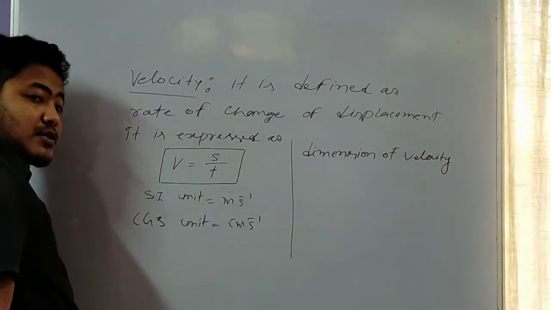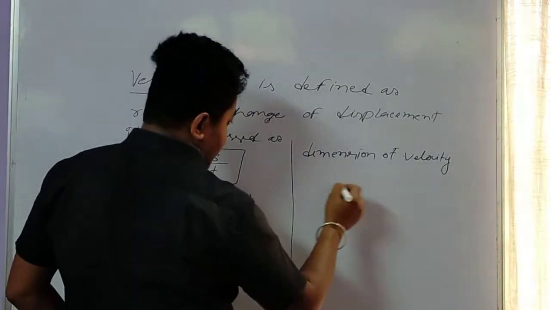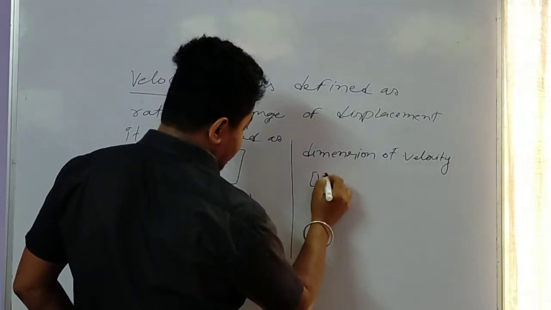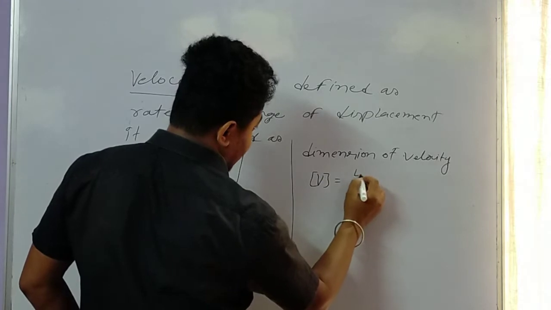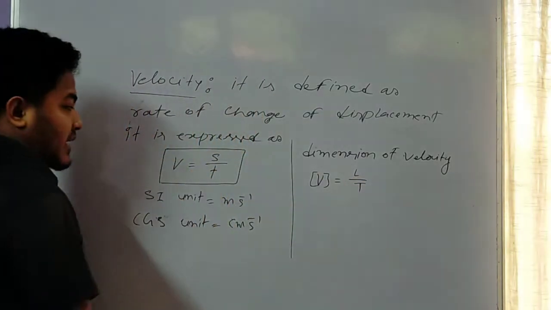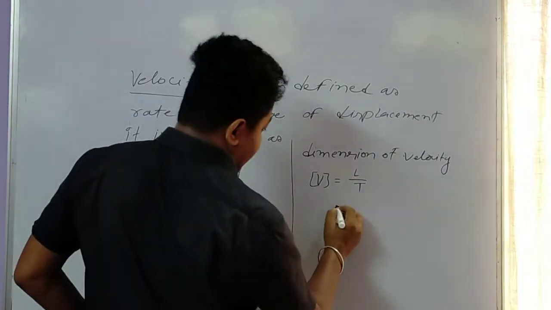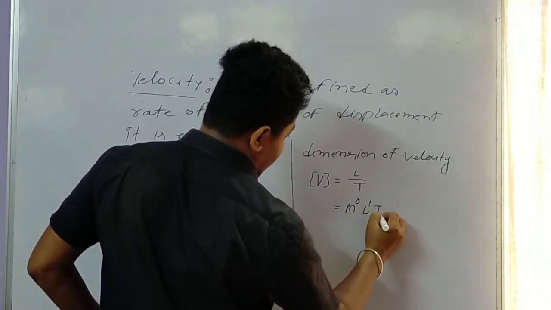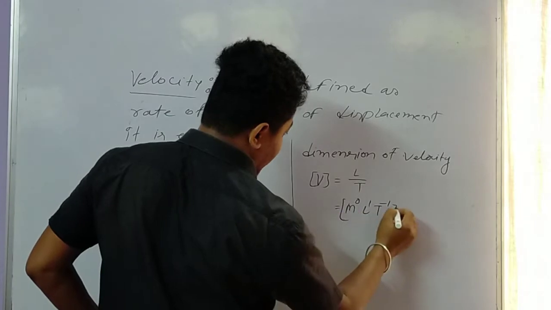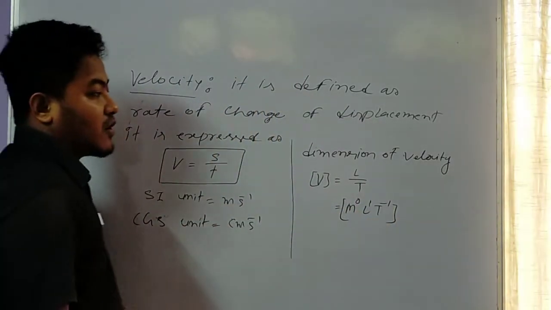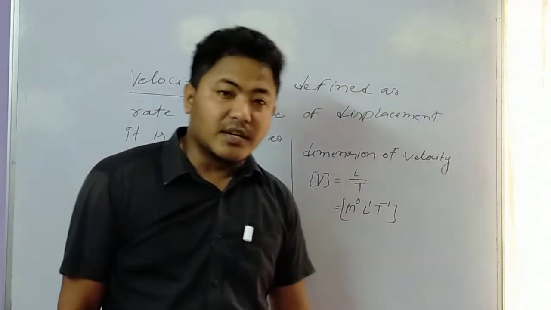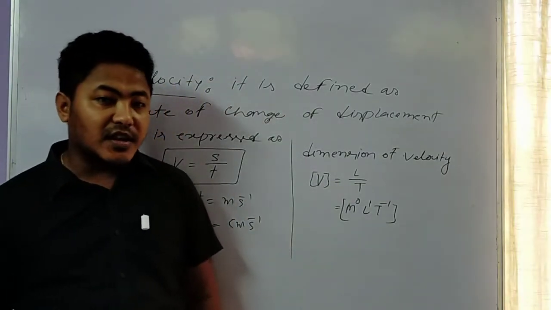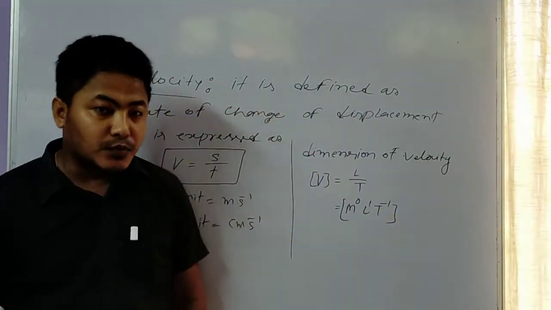How to find the dimension of velocity? The dimension of velocity will be found as, again, displacement, which is L, divided by time, T. So I can directly write M to the power 0, L to the power 1, T to the power minus 1. That is the dimension of velocity. So that is all about speed and velocity. I think you have understood these two topics very nicely now.